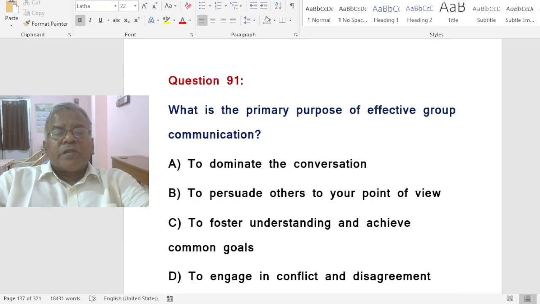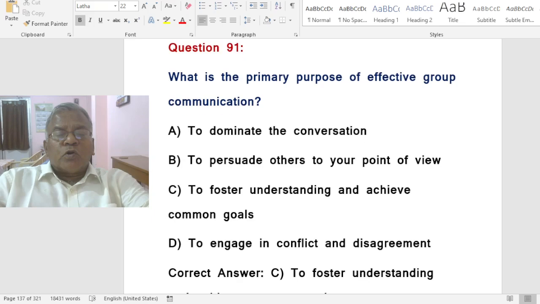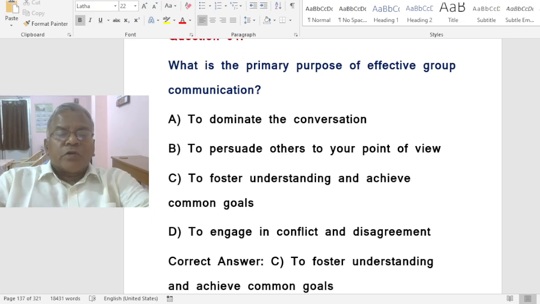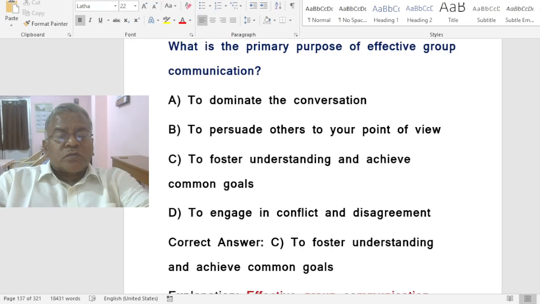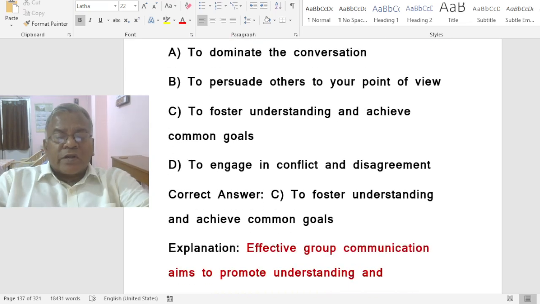What is the primary purpose of effective group communication? A. To dominate the conversation, B. To persuade others to your point of view, C. To foster understanding and achieve common goals, D. To engage in conflict and disagreement.